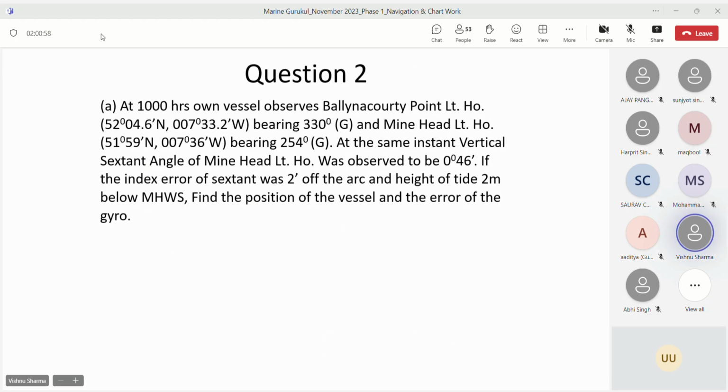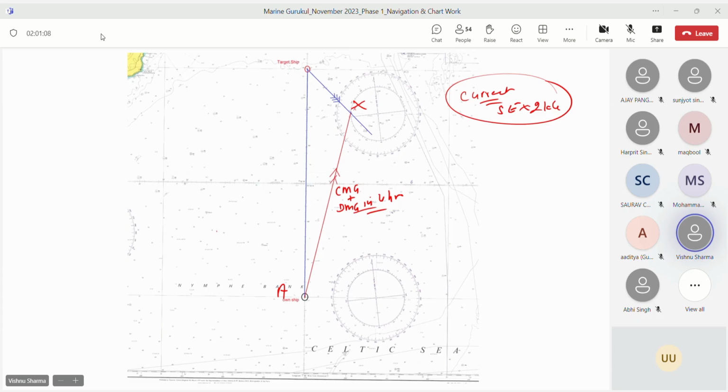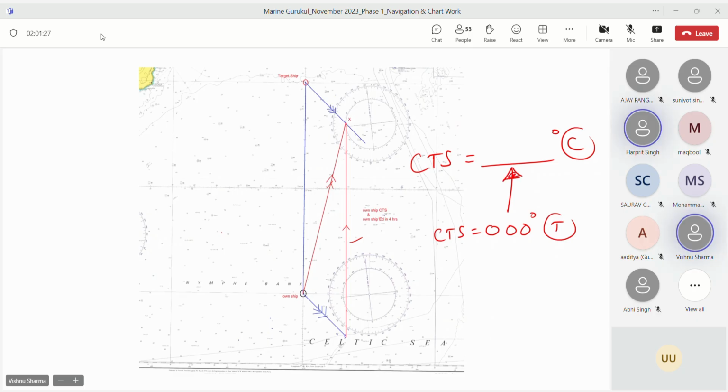So let's look at this second question. Is it MMD? It's a question which I think I have made myself. It's not an MMD question. Now, before I go to this question, please remember, guys, whatever CTS you are getting, this is north. CTS is 000 degrees true. The question wants CTS compass, so conversion has to be done. Is that okay? Don't miss out those things, you'll lose marks otherwise.